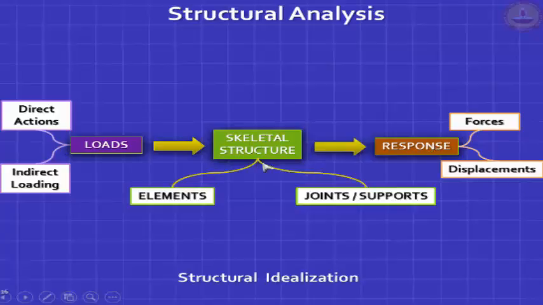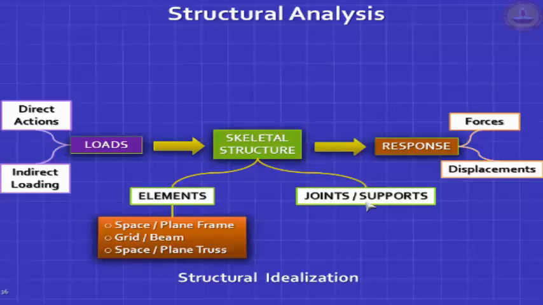The structure itself is made up of various elements connected, at the extreme ends or intermediate locations, by supports, and you could have joints, rigid joints, hinge joints, etc. That idealization has to be done. The elements could be a space frame or a plane frame element, a grid element or a beam element, a spatial truss element, a plane truss element. We looked at only the beam, but actually you should learn all this, and you will do so provided you understand it in a simple way, the way we have done the beam.